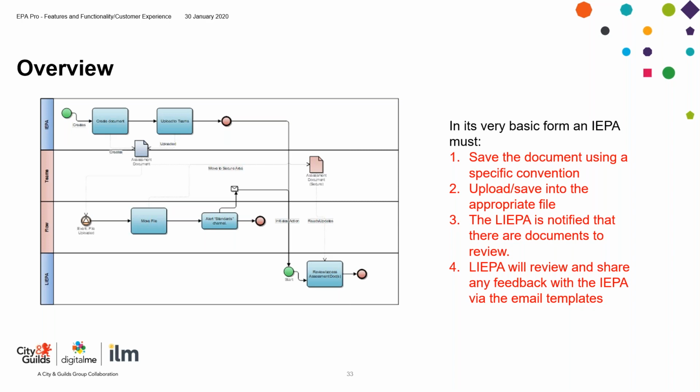So as we've said, everything will be saved on SharePoint. The failed feedback, the assessor documents, the go-to-meeting links will all be in one place, even if we also save some things on EPA Pro.